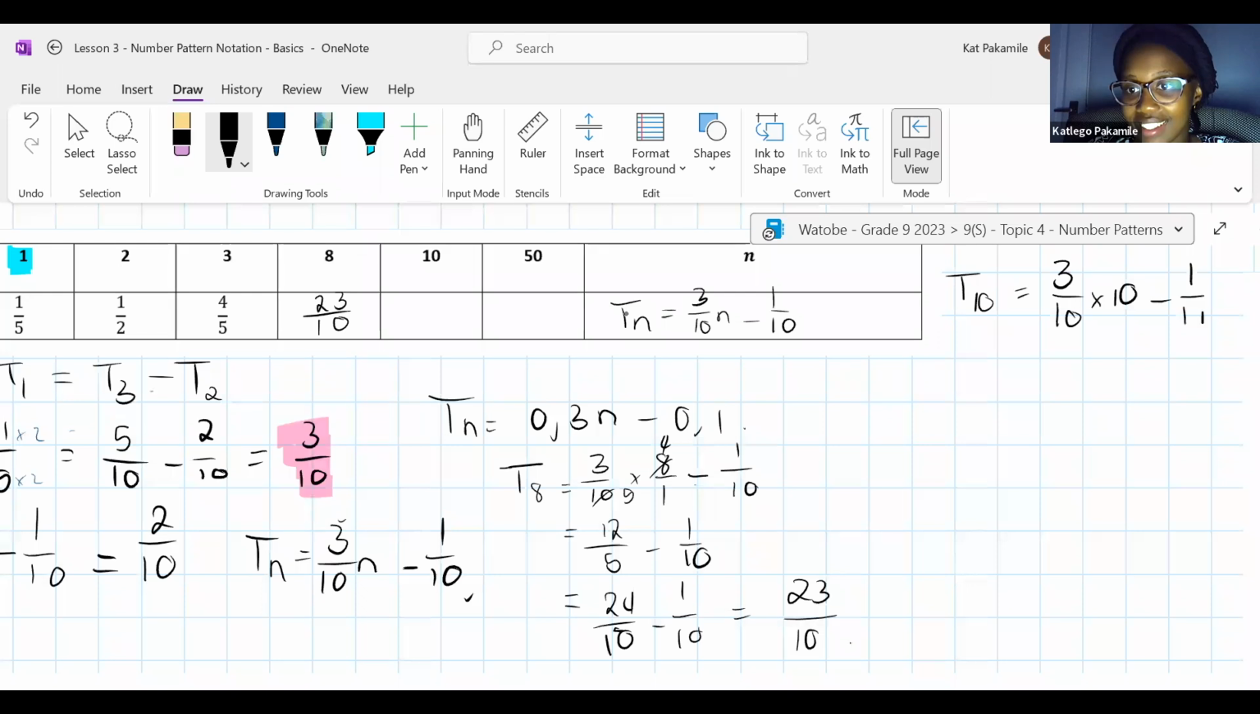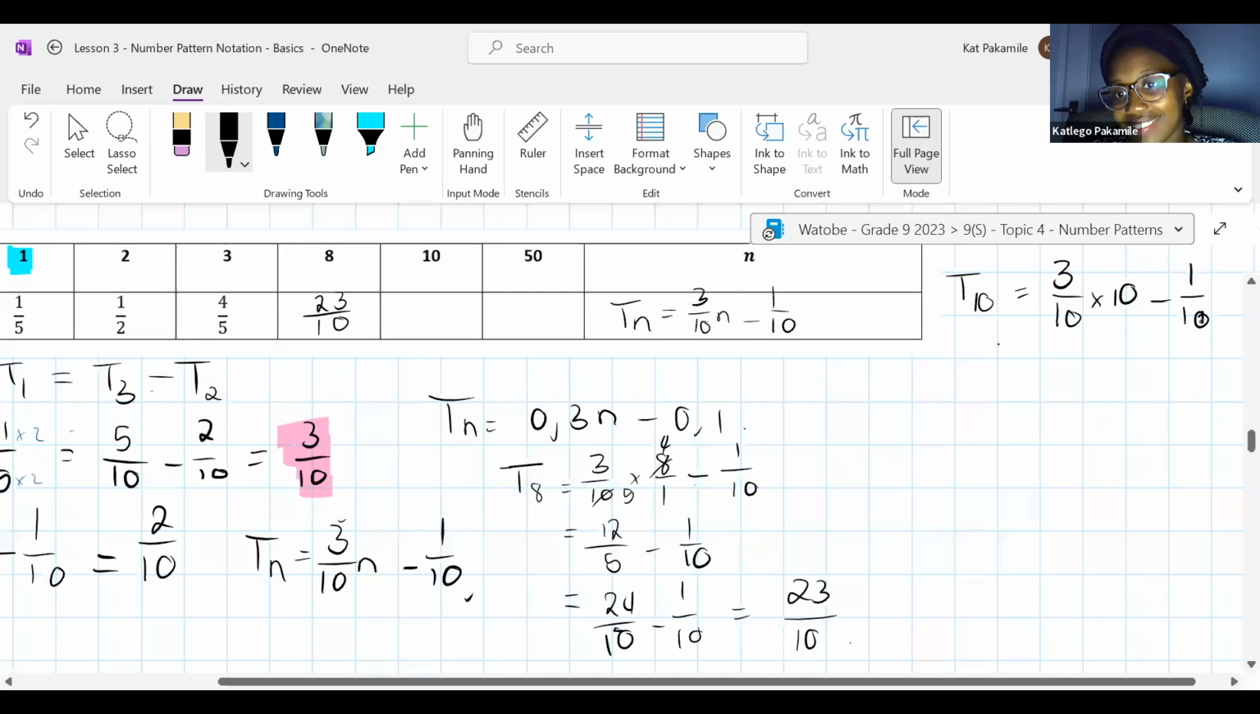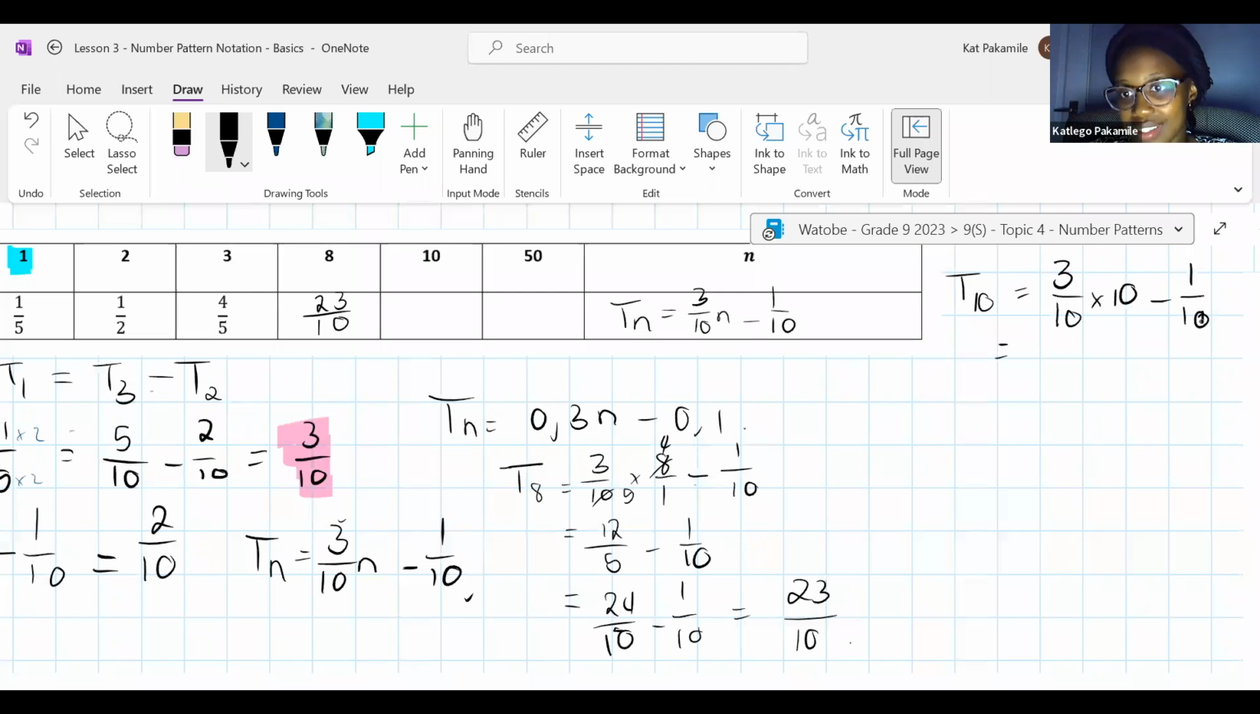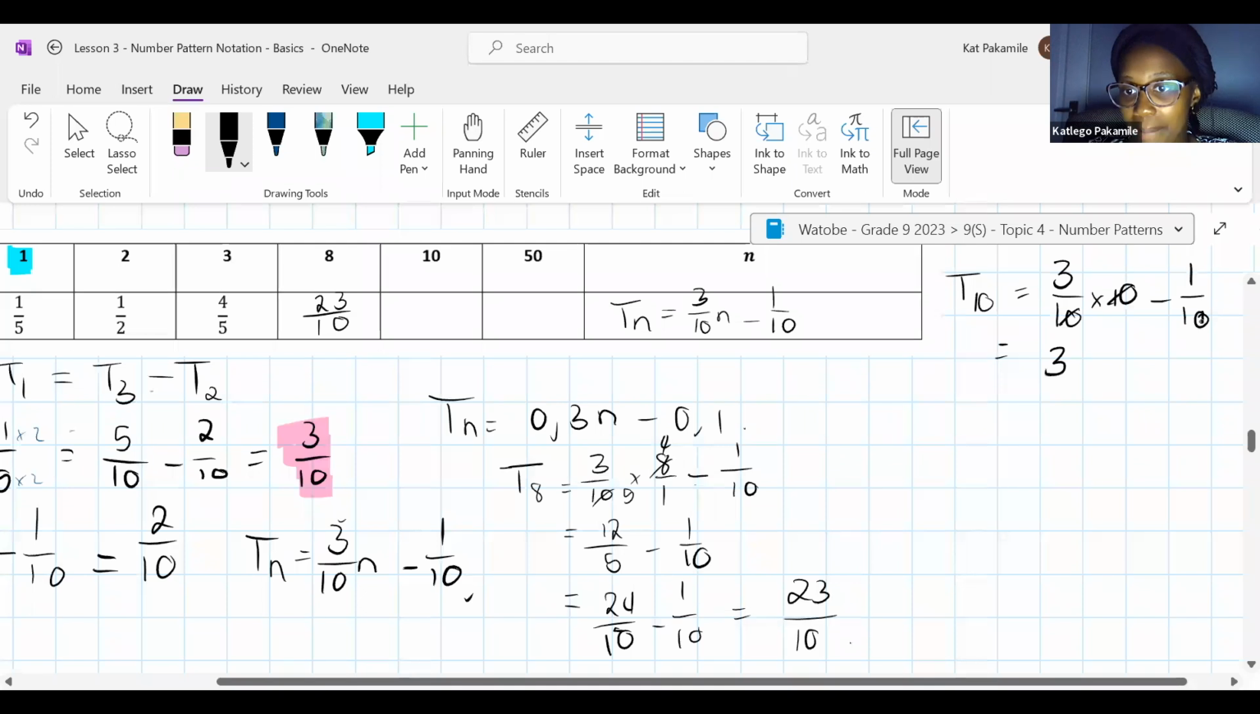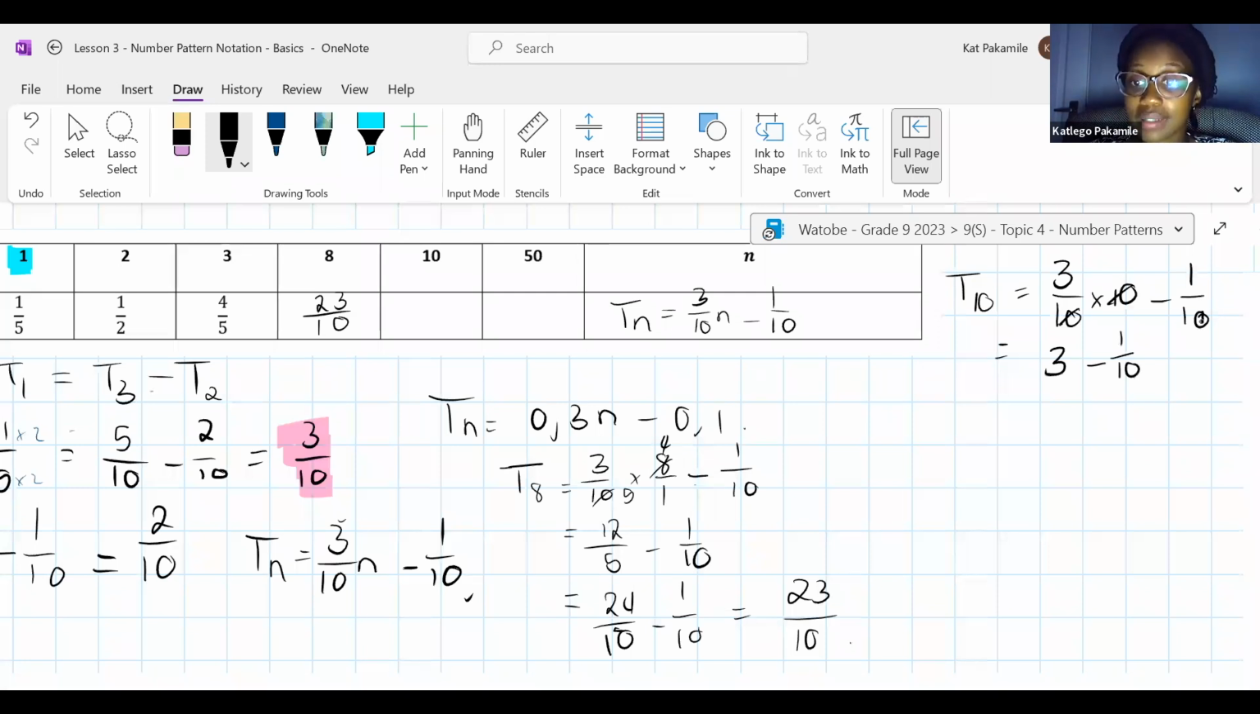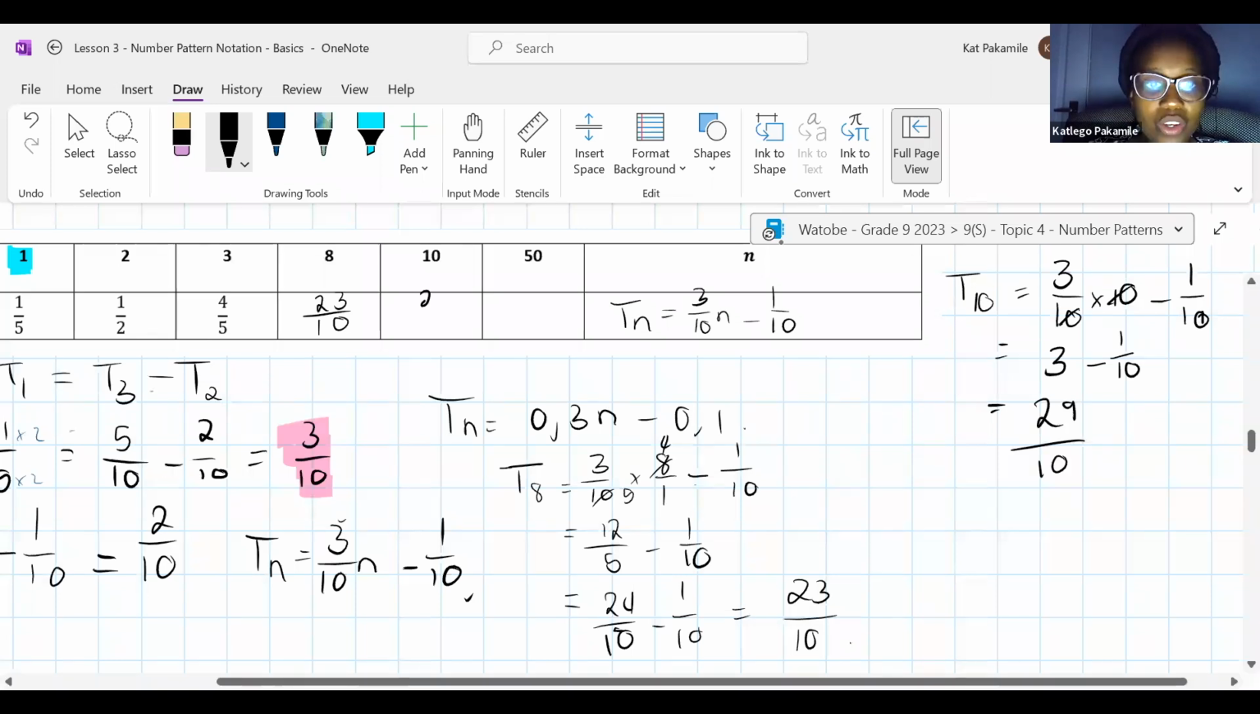Okay. Then what? And then 3 over 10 times 10 is 3. These cancel, so it's 3 minus 1 over 10. And how much is that? It's 29 over 10. Yes, ma'am. Thank you. There we go. Okay, I'm going to do the last one quickly so we can go to a break.